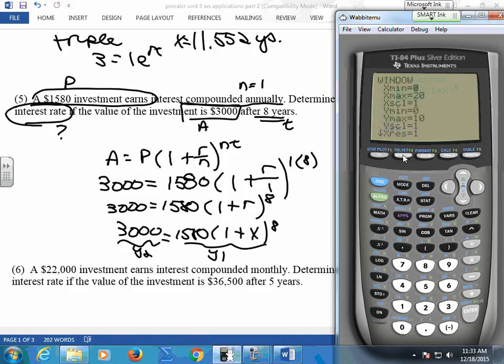So let's take a look at our window. Our mins are zeros. My X now represents my rate. And you just told me it's a decimal. So what do I want to make my X range go from? 0 to 1. Good. 1 would give me 100%, right? I seriously doubt anyone would ever pay me 100% to increase my money. So we're going to take a look at this. Now, your Y max, what's the highest you want to go to on here? 3,000. Let's make it 3,400. You're just giving me a window.